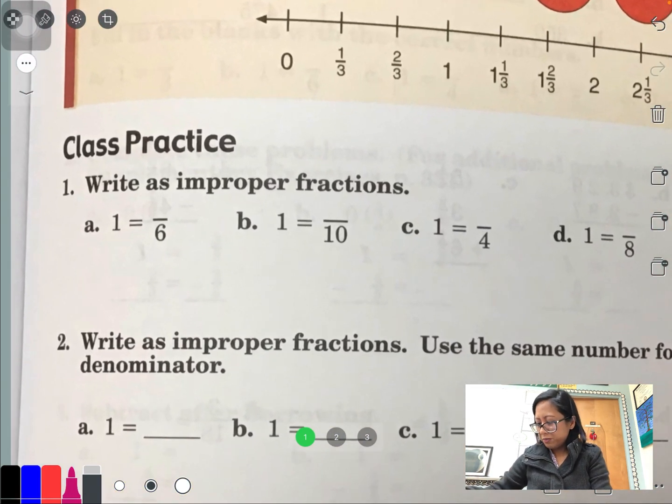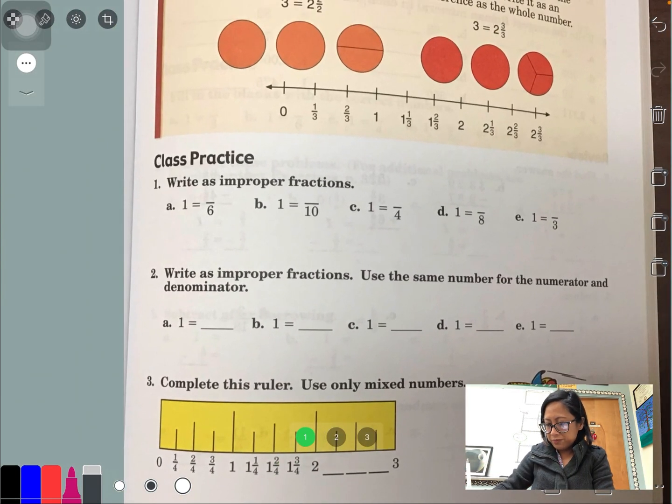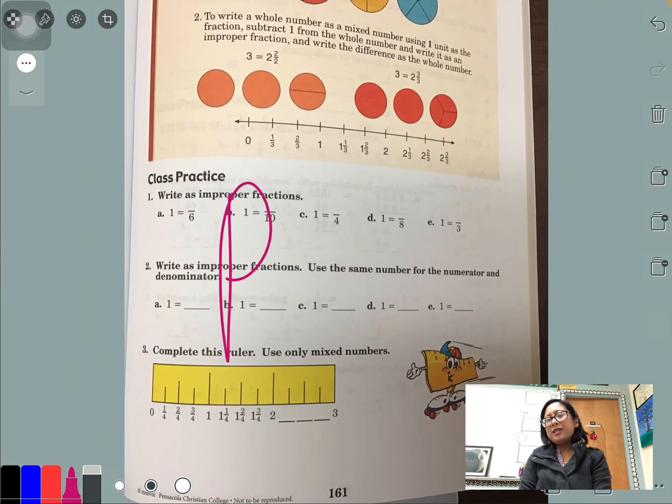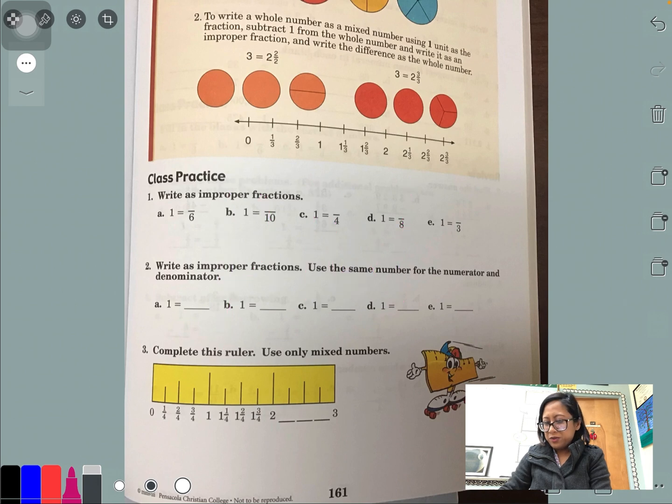So let's take a look on page 161. Okay, so in your math books, you're on page 161. This is fun. Now, all math is fun, but this is going to be fun. We're going to make improper fractions. Okay, so let's review a little bit.